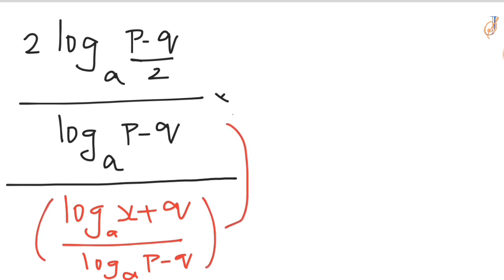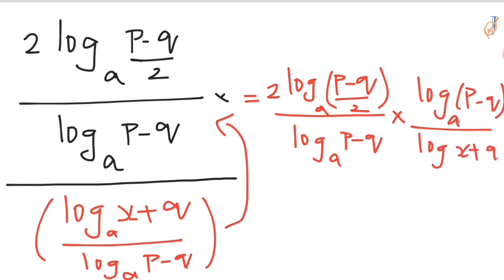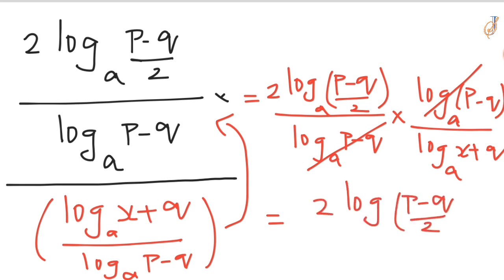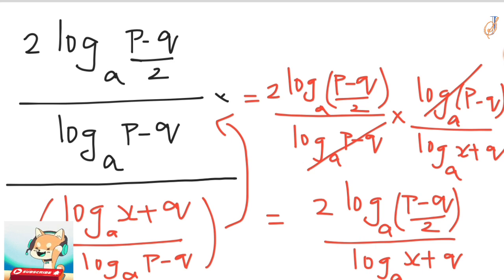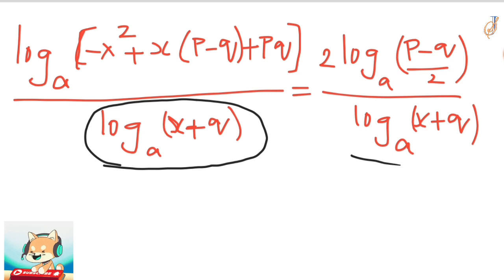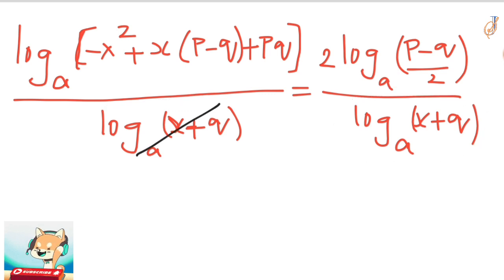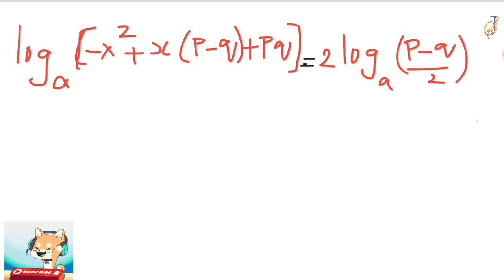If you take it to the upper side, then it becomes log(p - q). Here log(p - q) gets cancelled. So the right hand side we are only left with 2 log((p - q)/2) with base a over log(x + q) with base a. This is our right hand side. Now in the denominator we have log(x + q) with base a, and the right hand side also we have log(x + q) with base a. We can cancel these two terms. So we are left only with the numerators. So we are left only with this part.